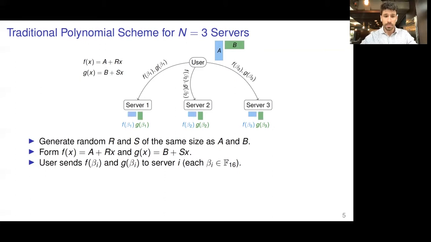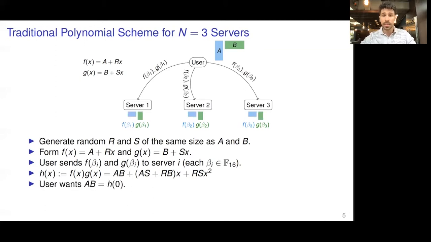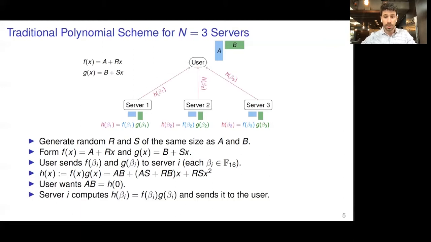Let the polynomial H be the result of the product FG, which has degree 2. In this scheme, the user is interested in finding the polynomial H evaluated at 0. Each server can compute the product and send the result back to the user, and the user can interpolate the polynomial H and decode the product AB, which is the evaluation of the polynomial H at 0.